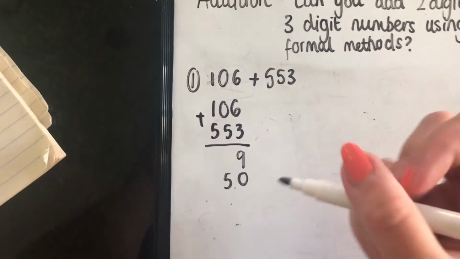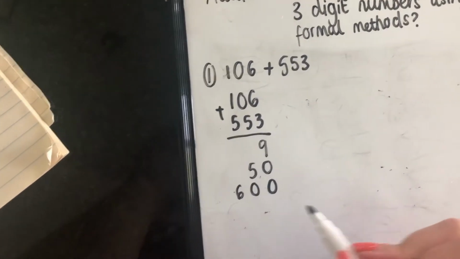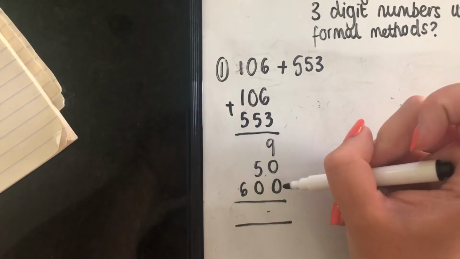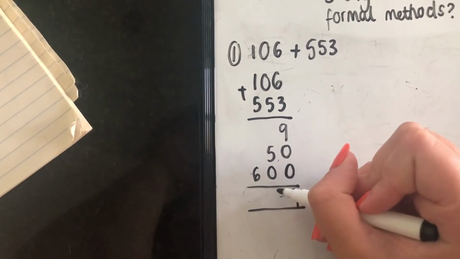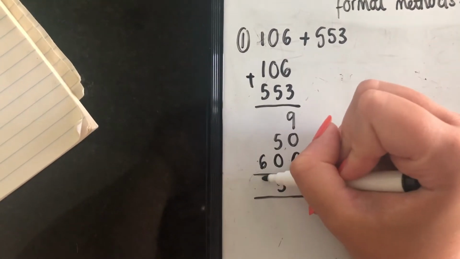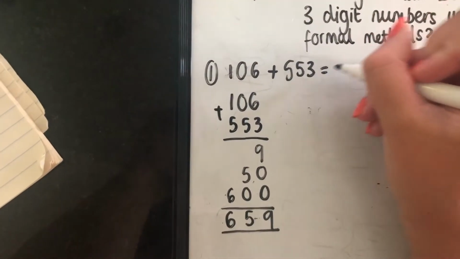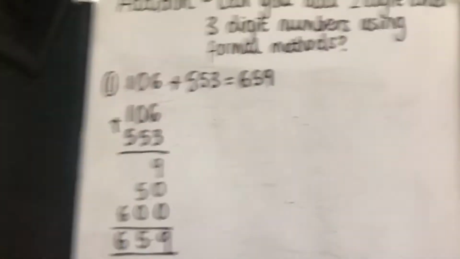100 add 500 is 600. So we're going to add them up. 9 add 0 add 0, 9. 5 add 0, 5. 6 add 0, 6. 659. It's quite an easy one. Okay, let's try another one.